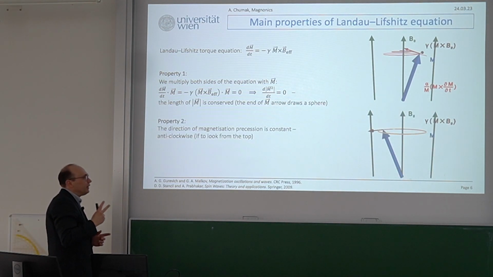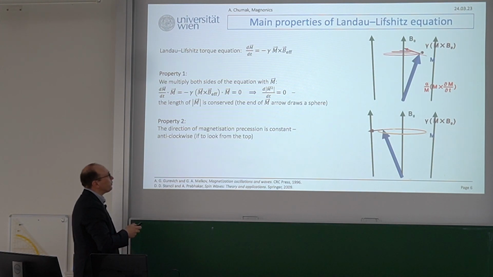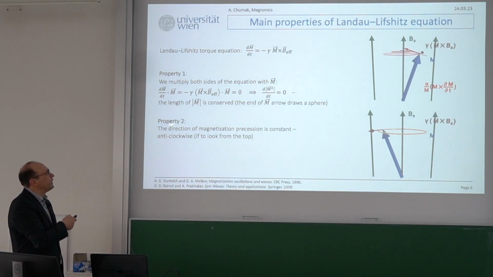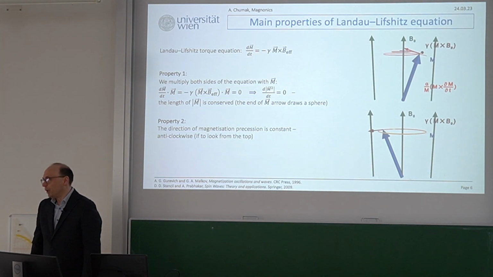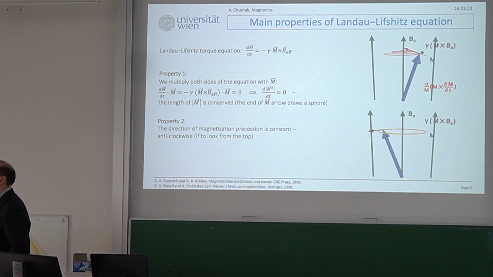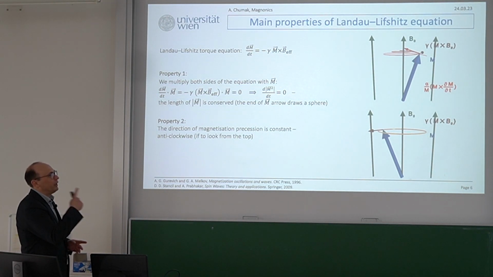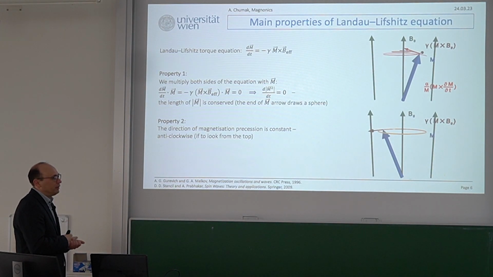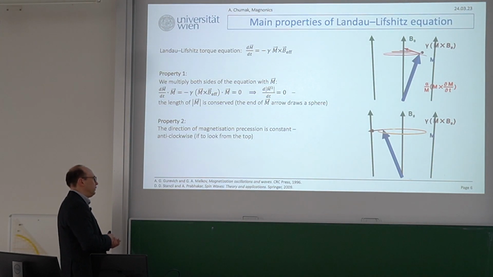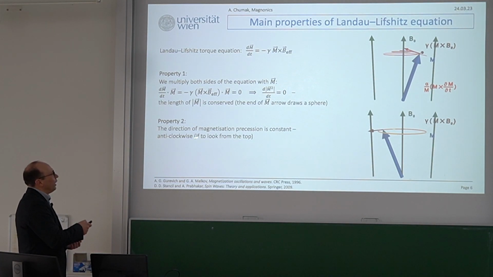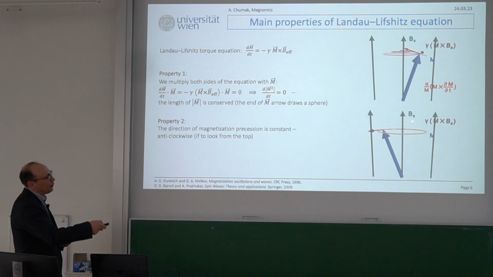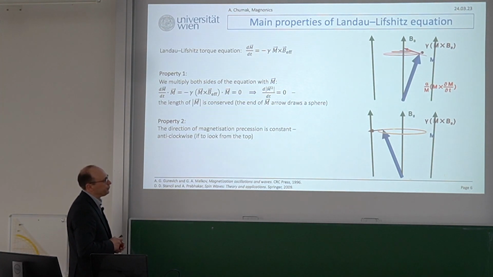The second fundamental property of the Landau-Lifshitz equation is that the direction of precession is constant. It always goes anti-clockwise. It's fixed by the charge of the electron. And it's also considered a fundamental property of magnetism because we always have one direction of precession. It kind of breaks time inversion symmetry. Good. Yeah, so if you look from the top, it's always anti-clockwise.